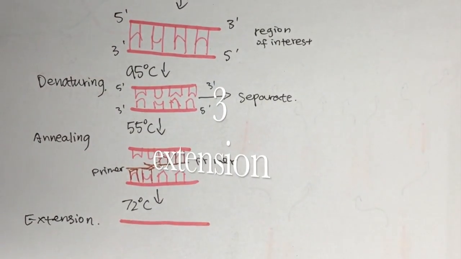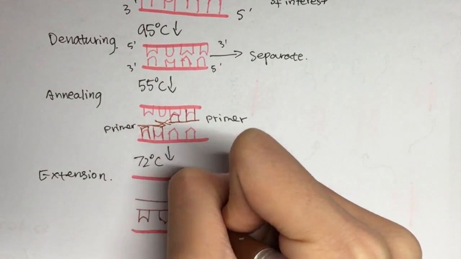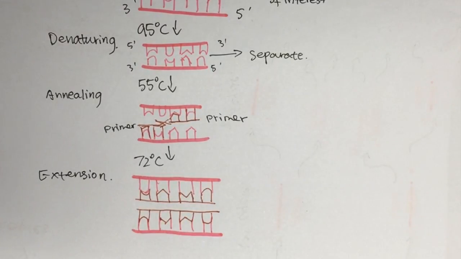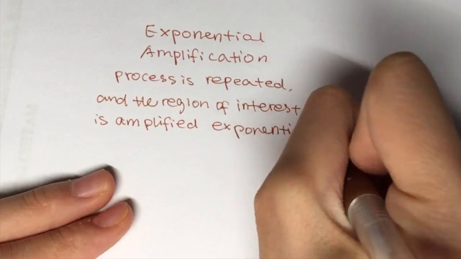Extension. The DNA sample is then heated to 72 degrees Celsius, the optimum temperature for heat-tolerant Taq polymerase to function. The number of DNA molecules can be doubled in each round of cycling, showing a pattern of exponential growth.